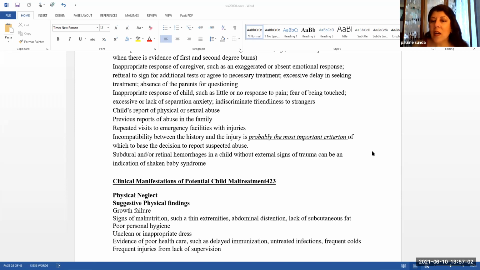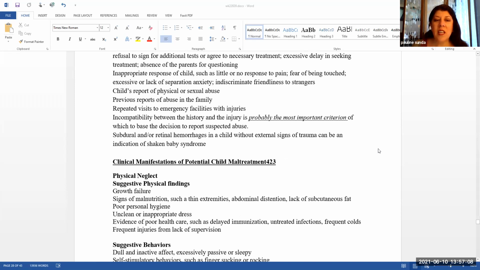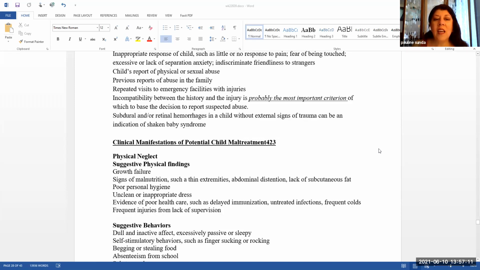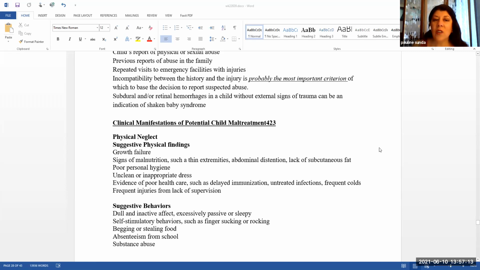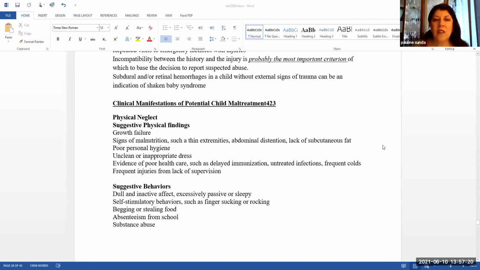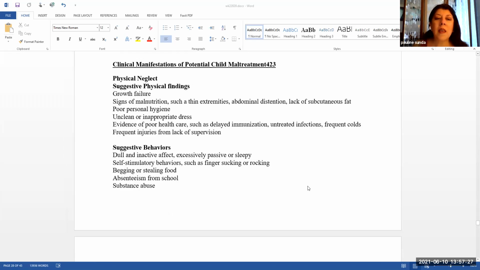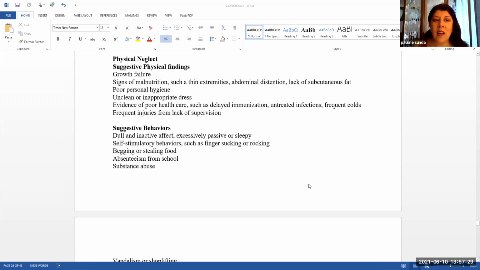In your textbook on page 423, they go into some thorough physical manifestations and behaviors of neglect and abuse, and we'll cover some of those right now. I'm not going to read the whole table. So physical neglect, suggested physical findings would be things like growth failure, malnutrition, poor hygiene. Suggestive behaviors: they may have a dull and inactive affect. They might be very passive and sleepy.